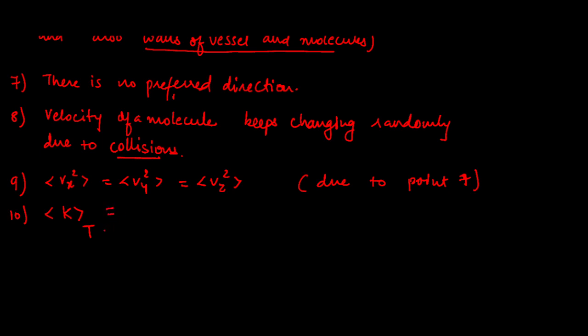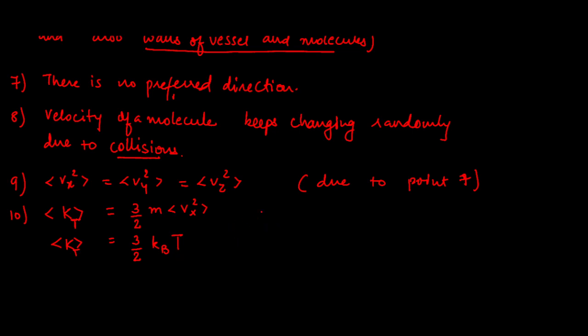So average translational kinetic energy is equal to 3/2 m into average of Vx square for one molecule. Okay, I am still writing all this for one molecule, which you can also write as 3/2 kBT. So average translational kinetic energy, just one x here, is 3/2 kBT.